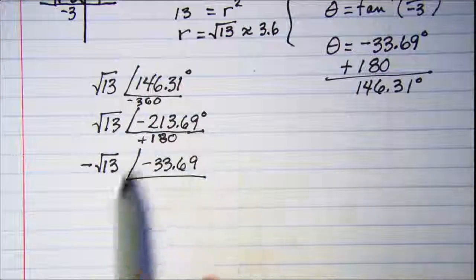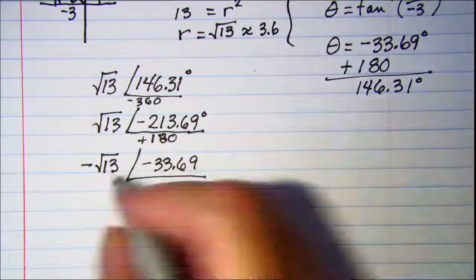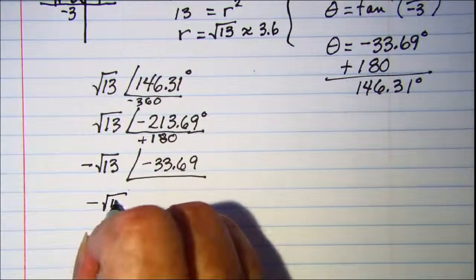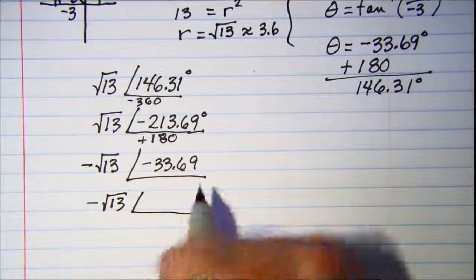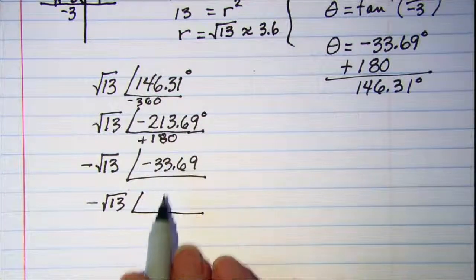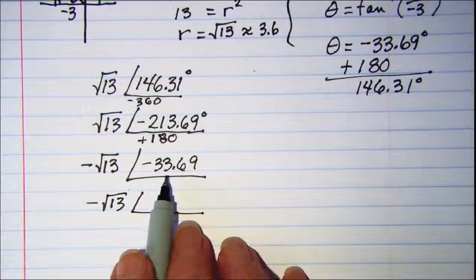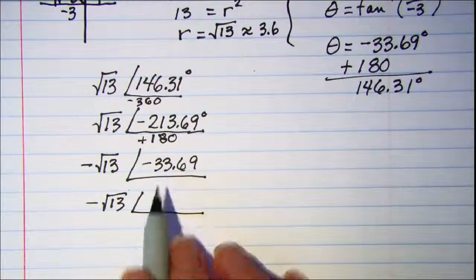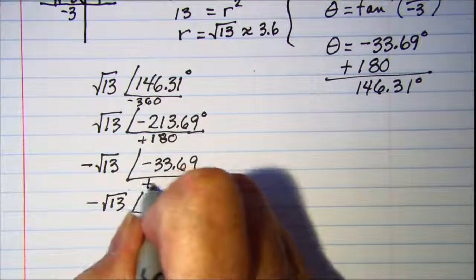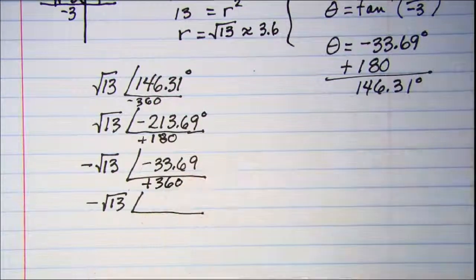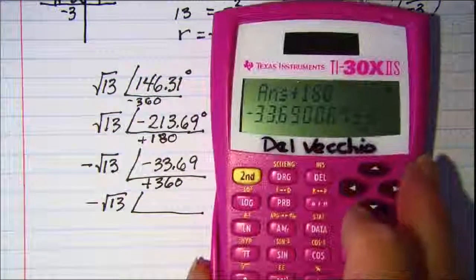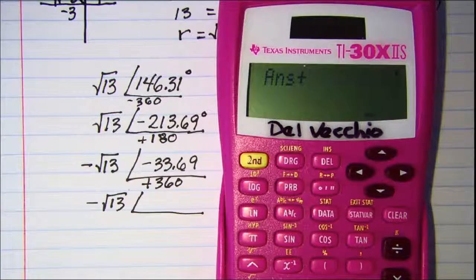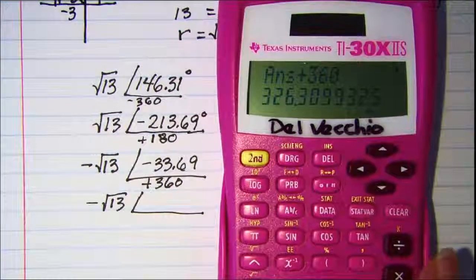And then our fourth form is a negative r value. And since this angle is negative, we want a positive angle that's equivalent to this. So we want to do a complete revolution and add 360. And we get 326.31.